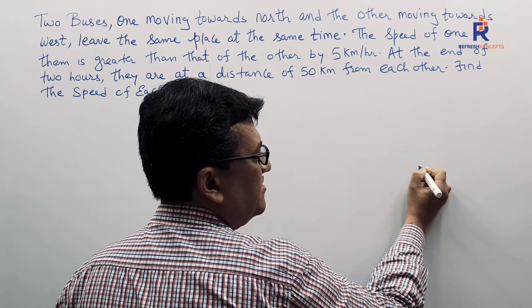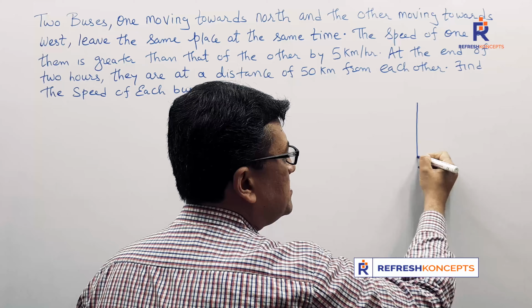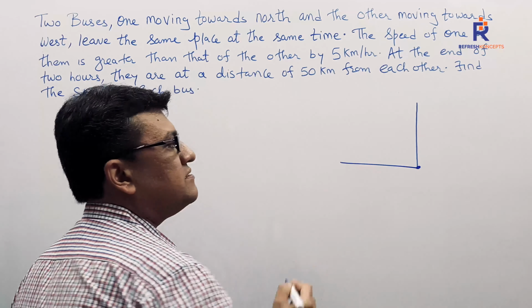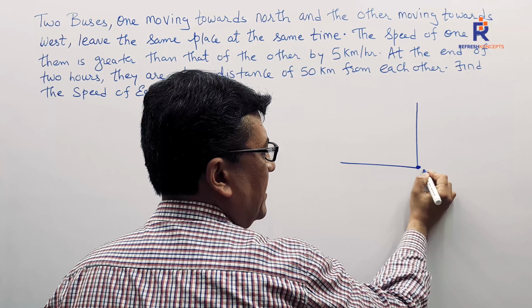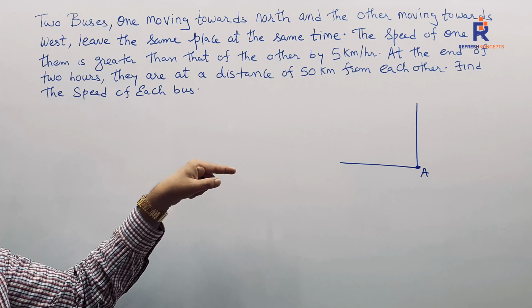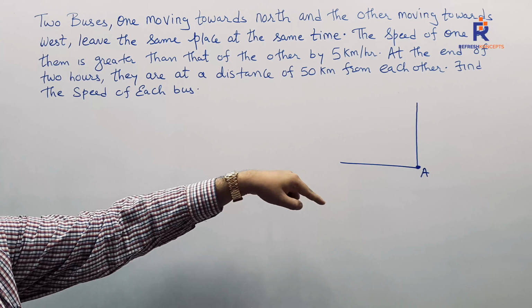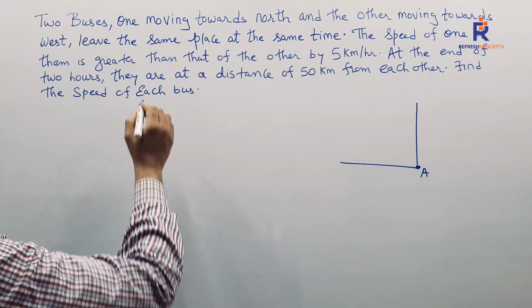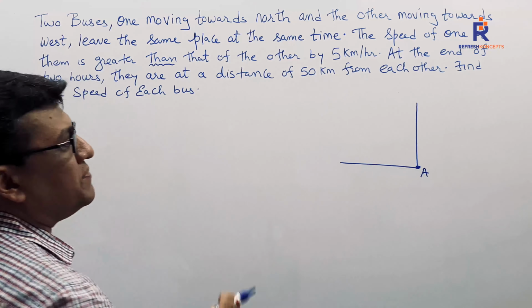So, say this is the point from where the buses start their journey. One moving towards north, one moving towards west. They start at the same time. Let this be the position. Say A is the position from where the two buses start their journey, one moving in the north direction, one in the west direction. They leave the same place at the same time. That's what we have jotted down. The speed of one of them is greater than that of the other by 5 km.